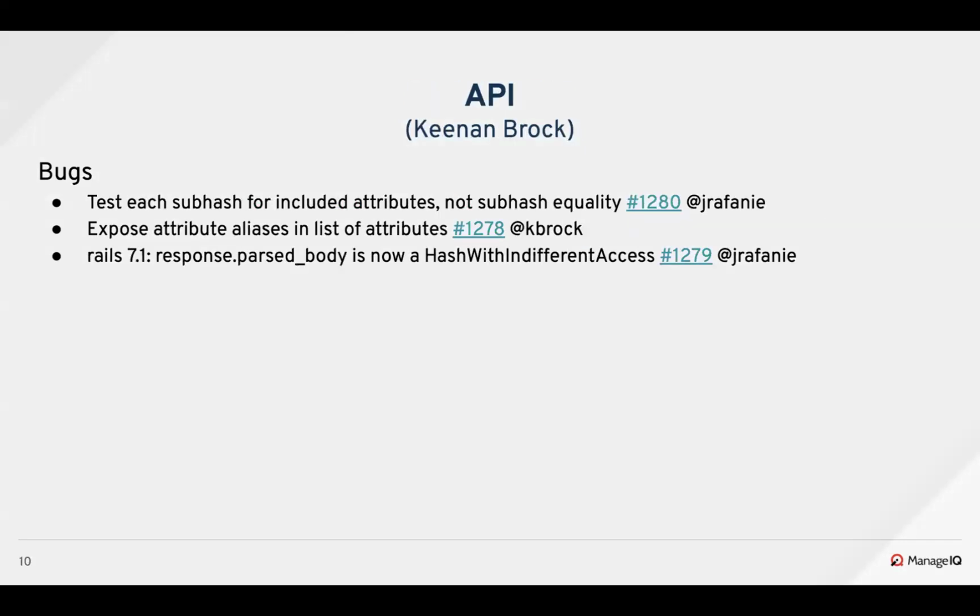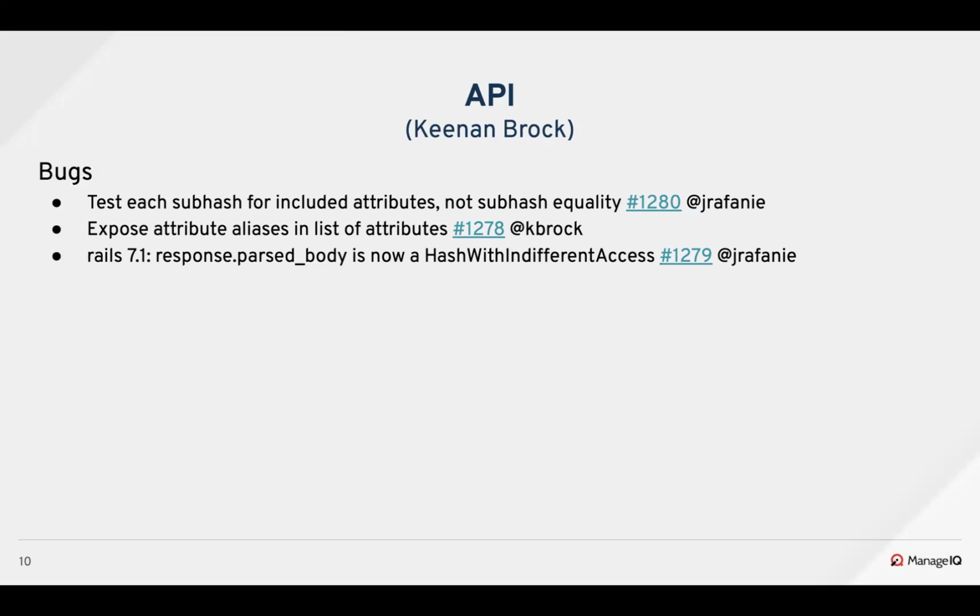Okay, great. So we did a few changes in the API. Joe modified the way that we test, or at least one test, so that we're not trying to match every single attribute, which is causing some test failures. So he used subhash equality for each of the entries.